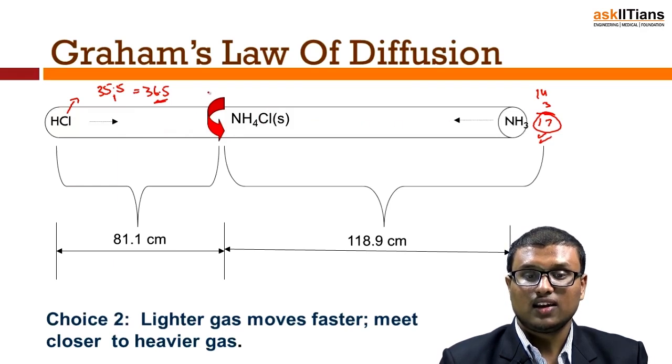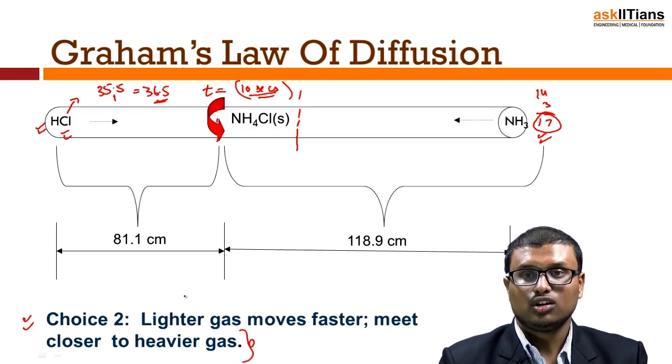So in a given time t, for example 10 seconds, since you already know from Graham's law of diffusion that the lighter the gas, the faster it moves, it moves faster and crosses the half-line benchmark, and it meets HCl near the HCl side. So what is the reason? The lighter gas moves faster, and remember, it always meets closer to the heavier gas.